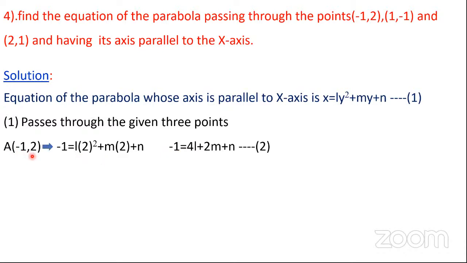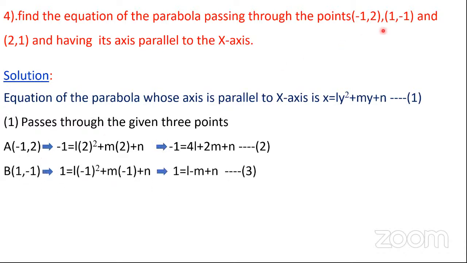Similarly, we shall also get the second point, B 1 comma minus 1. B 1 comma minus 1 lies on the parabola. That should be written, children, here: B 1 comma minus 1 lies on the parabola x equal to ly square plus my plus n. Substitute the point, children. Wherever there is x, substitute 1. Wherever there is y, substitute minus 1. And arrange the right hand side with the L, m, n terms and the left hand side with the constant. After simplification, let that be equation 3.